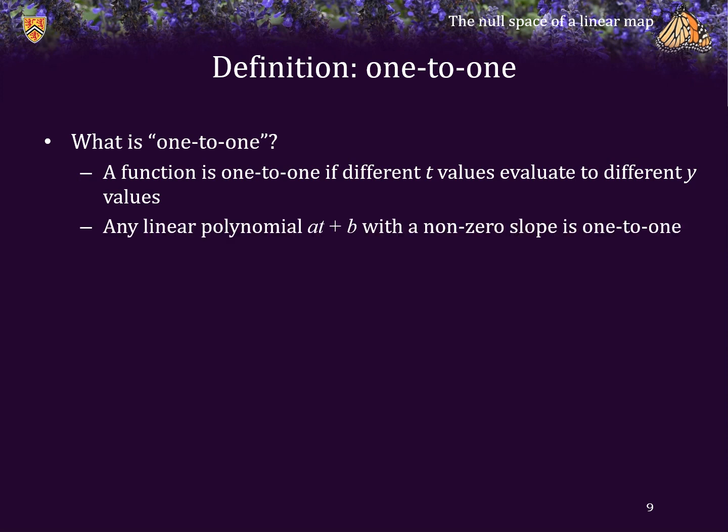A linear polynomial a times t plus b with a non-zero slope is one-to-one, as is the exponential function e to the t. Again, the exponential function is not onto the reals, but it is one-to-one.